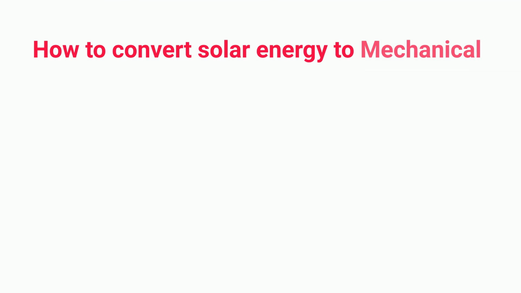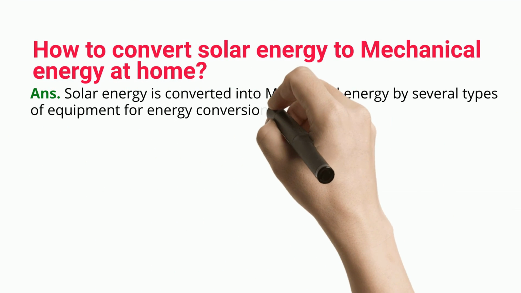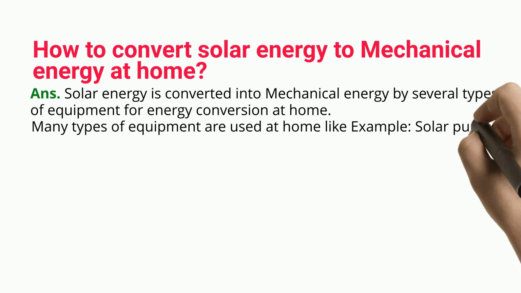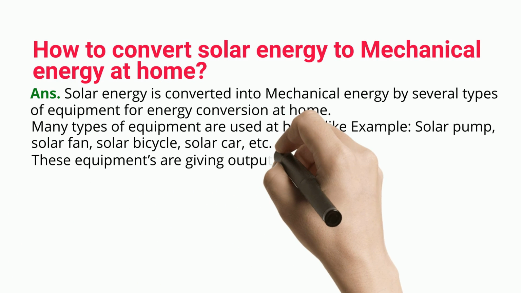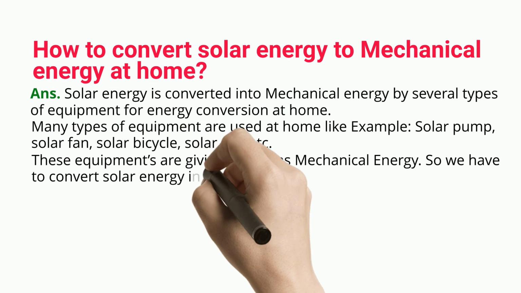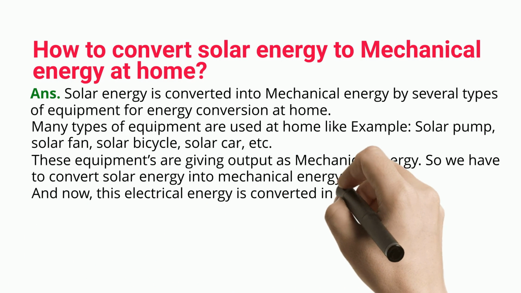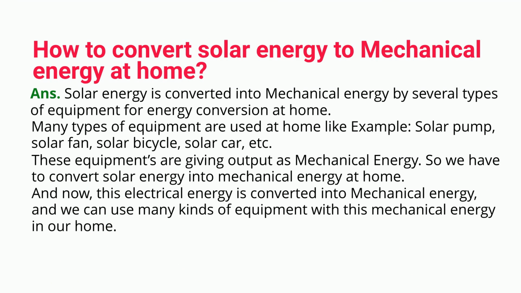How to convert solar energy to mechanical energy at home? Solar energy is converted into mechanical energy by several types of equipment for energy conversion at home. Many types of equipment are used at home, for example, solar pump, solar fan, solar bicycle, solar car, etc. These equipment are giving output as mechanical energy. So we have to convert solar energy into mechanical energy at home. And now, this electrical energy is converted into mechanical energy, and we can use many kinds of equipment with this mechanical energy in our home.